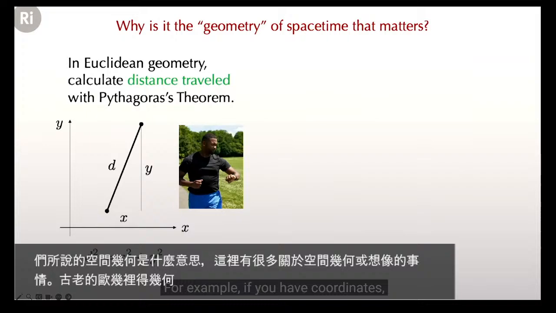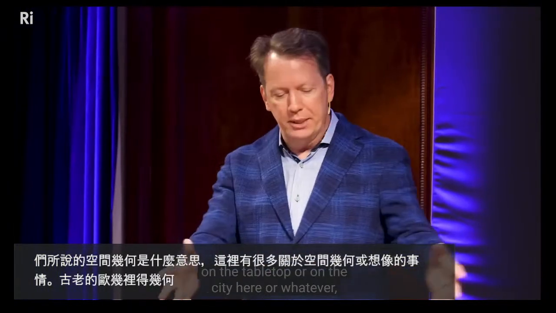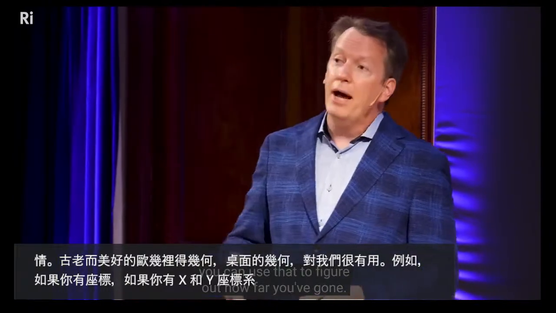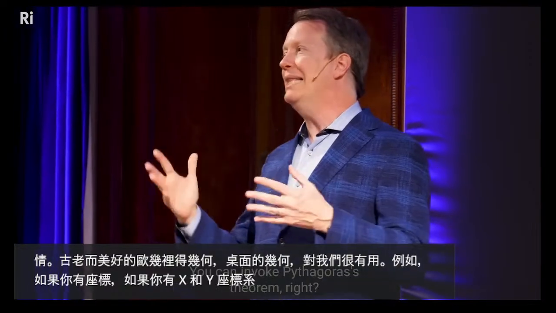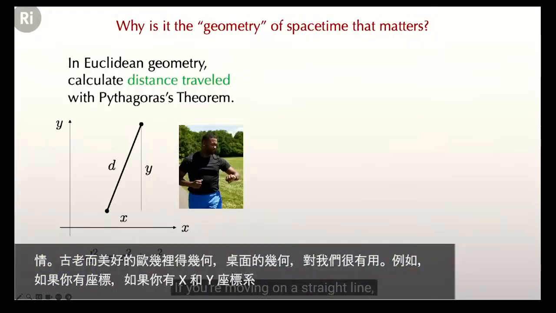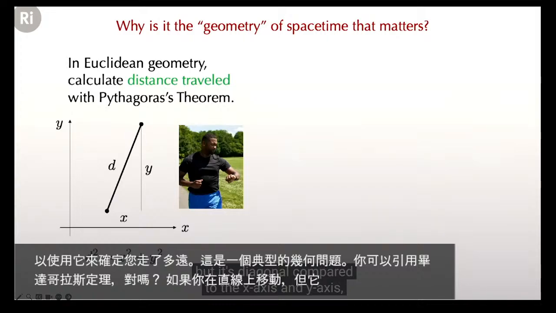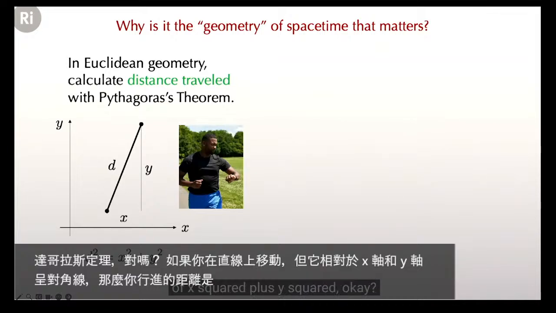For example, if you have coordinates, if you have an X and Y coordinate system on the tabletop or on the city or whatever, you can use that to figure out how far you've gone. This is a typical geometry problem. You can invoke Pythagoras' theorem, right? If you're moving on a straight line, but it's diagonal compared to the x-axis and y-axis, the distance you travel is going to be the square root of x squared plus y squared, okay? The hypotenuse squared is the other two sides squared, their sum.